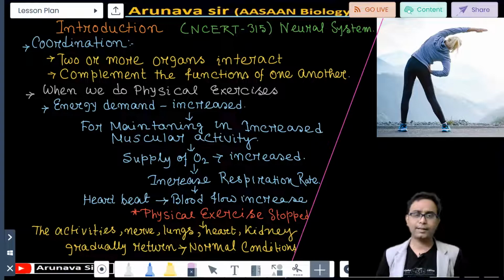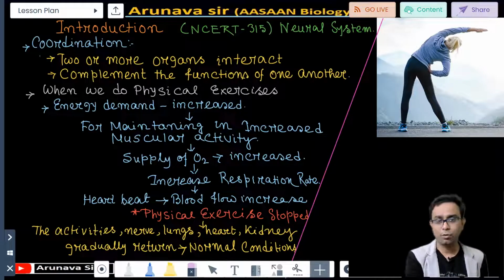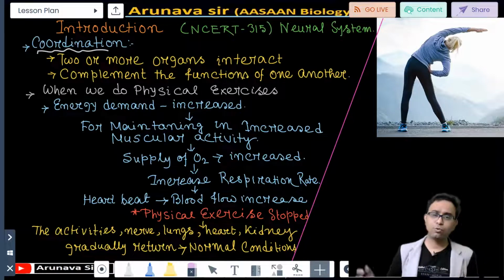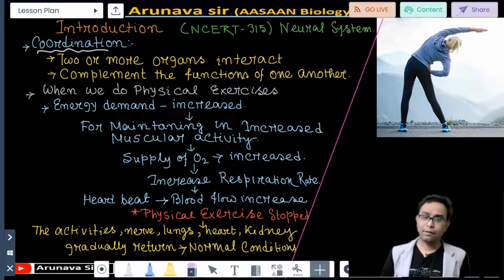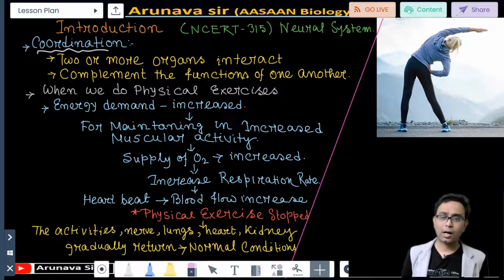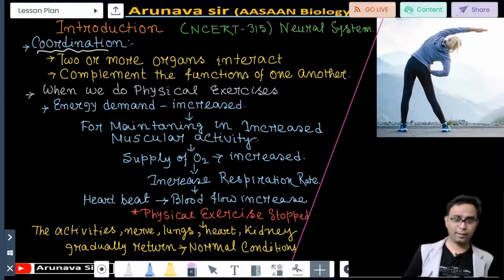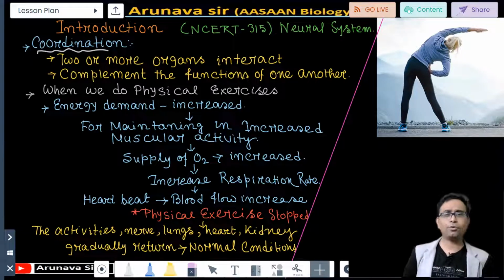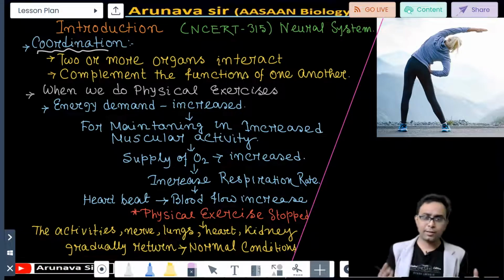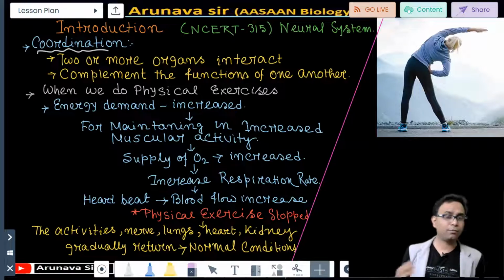But at first we discuss coordination. What is meant by coordination? It means that two or more organs interact with each other, and their functions are dependent on one another. This type of coordination is very important in our body. Suppose I give you an example: you are doing exercise. At that time the energy demand increases, but how is the increased demand fulfilled?